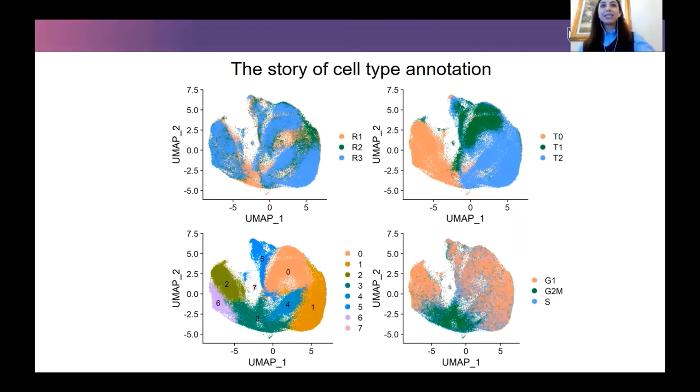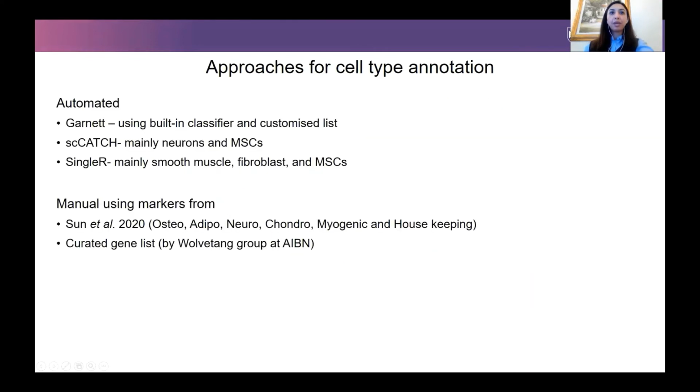So I think the real story begins here, where we try to annotate these clusters, because obviously we were not expecting a lot of heterogeneity. They were all MSCs going through senescence, but at the same time we wanted to check whether there are specific senescence subpopulations or senescence programs that are driving this process in aging MSCs. So we tried different approaches, automated ones using packages like Garnett, SCCATCH, and SingleR. We couldn't get specific cluster annotation for these clusters, so we ended up using manual annotation using known markers. And then we also used the curated gene list that was given to us by our collaborators, who are experts in aging and senescence.